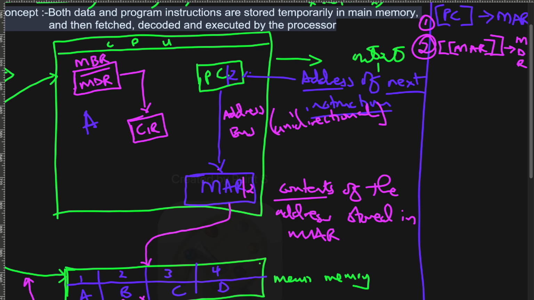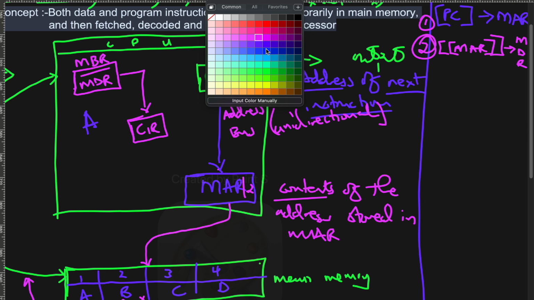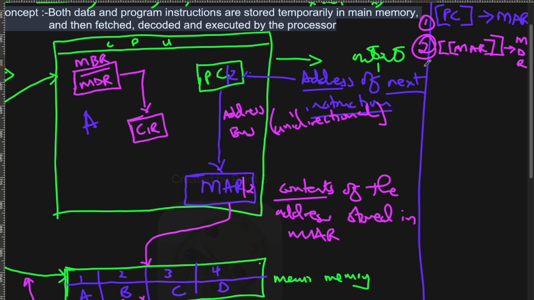Let me just change my highlighter real quick. Let me put something like green. Number 3, we are saying that the contents of the MDR are going to be given to this dude, the CIR, the current instruction register. So this will now receive the instructions that are just passed on, the data from the MDR. Then that's when we have one of the units coming into play, which is called the control unit. The control unit will then help in the decoding part now.